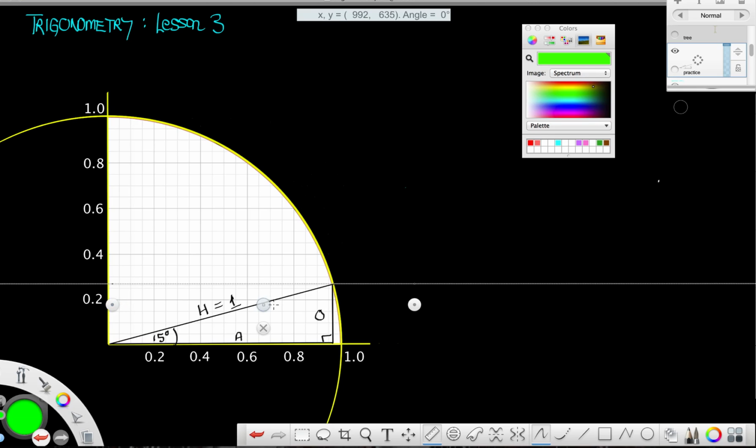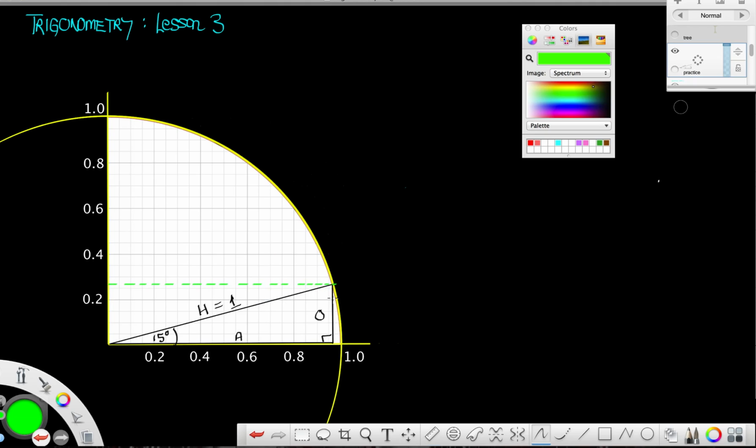Quite tricky to get it parallel, but anyway, that's not too bad. So we'll draw a little dotted line across there. So that value there, if we read that value across, 0.2, well that's 0.3 there. So that's halfway between, that's about 0.25. So maybe that value there is about 0.27.